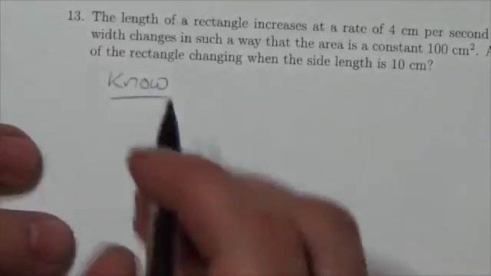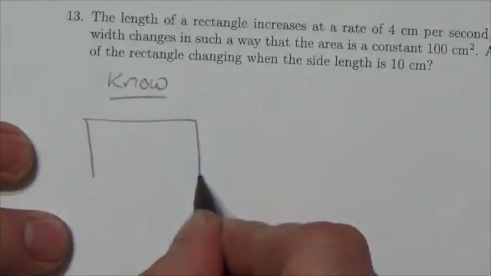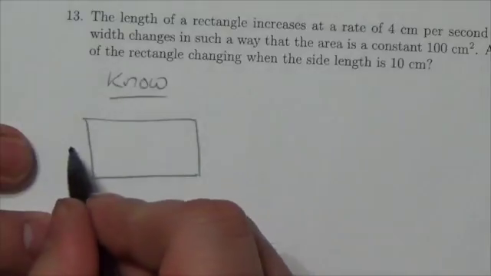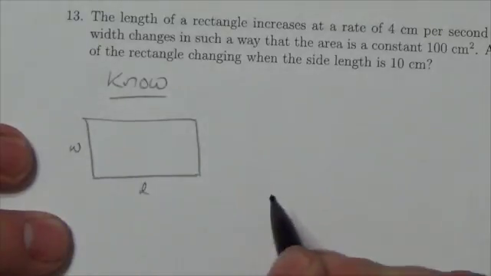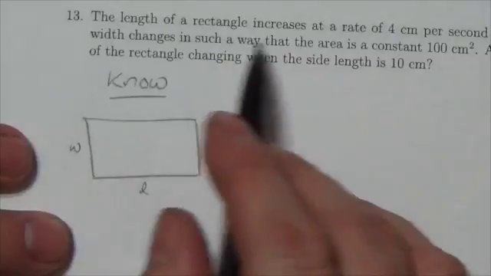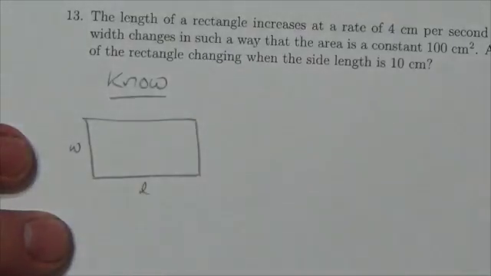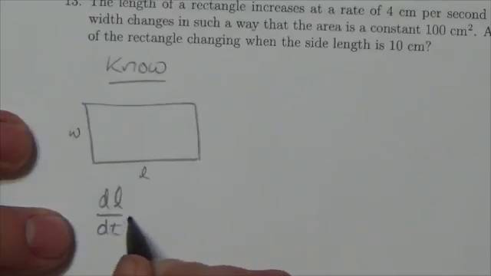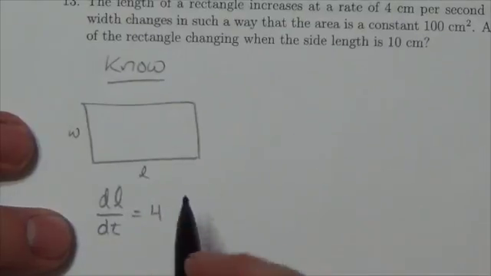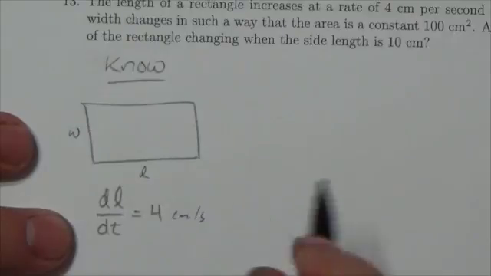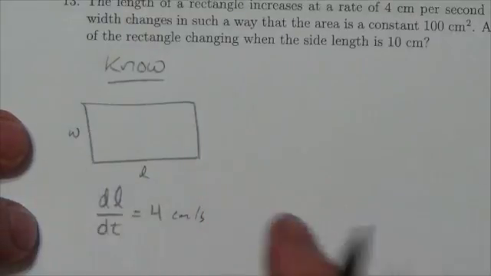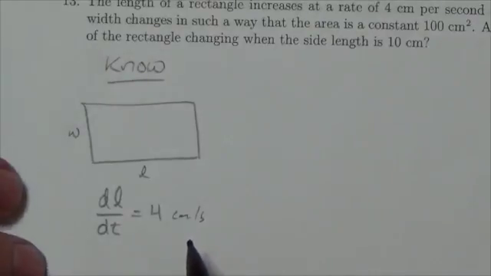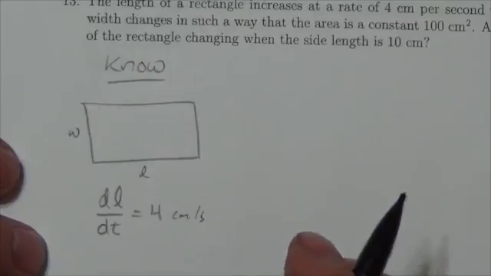Okay. Now, first of all, take a look at our rectangle here. It helps to have a drawing, particularly when we're talking about shapes like this. So here's my width, here's my length, okay? And we know that the length of the rectangle is increasing at 4 centimeters per second. So that's going to be dL/dt equals positive 4 centimeters per second because it's increasing. The value of the length is getting larger, so it's a positive value here.